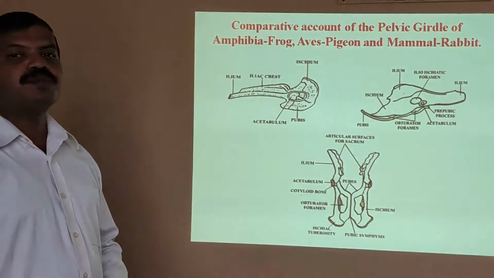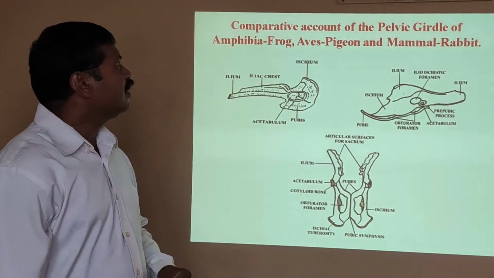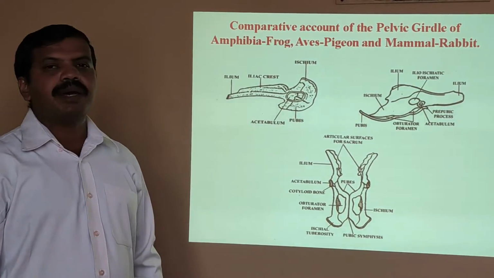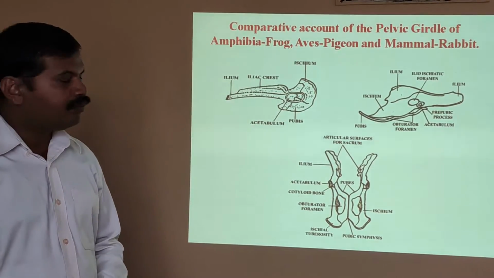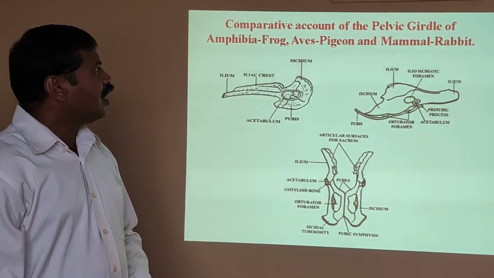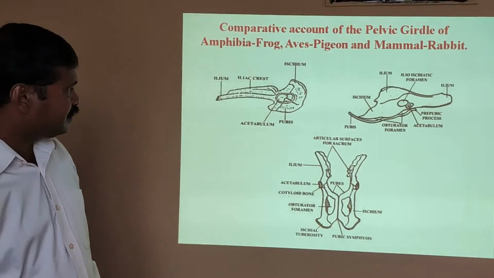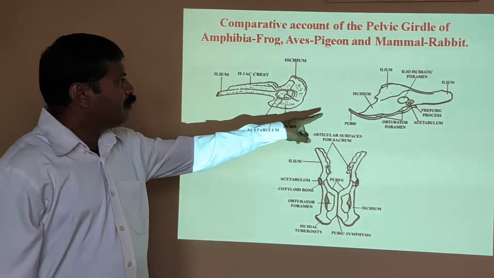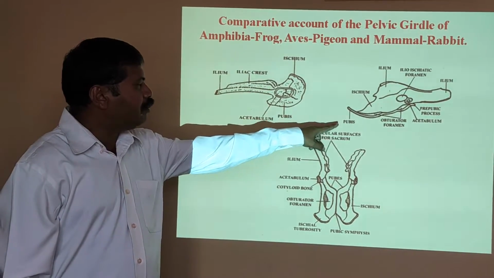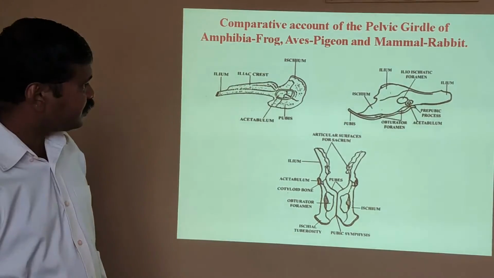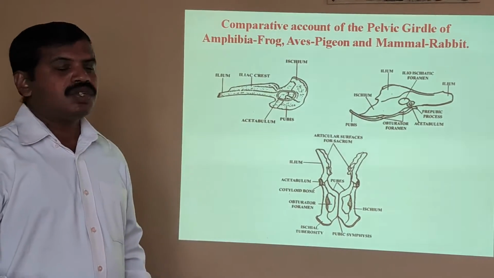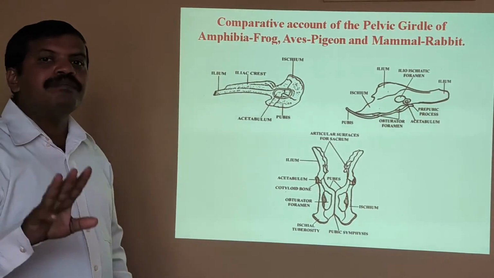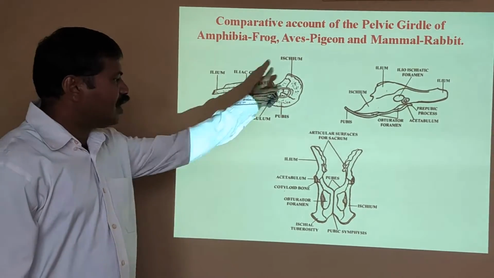With this idea, let us pass on to today's topic, the comparative account of the pelvic girdle in amphibia, Aves and also mammals, by taking one example from each class: frog, pigeon and rabbit. You can see all these three diagrams. This is the pelvic girdle of the frog, the pelvic girdle of the pigeon and the pelvic girdle of the rabbit. As I told you in the beginning, the pelvic girdle is made up of three fundamental bones, that is ilium, ischium and pubis. That can be seen in all these three.